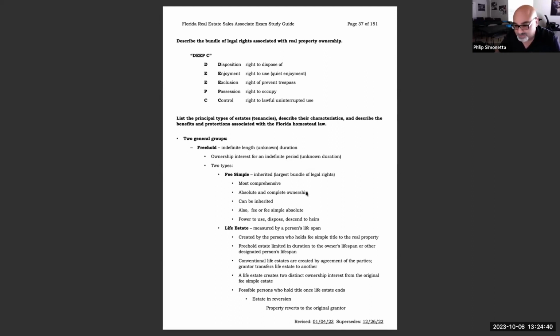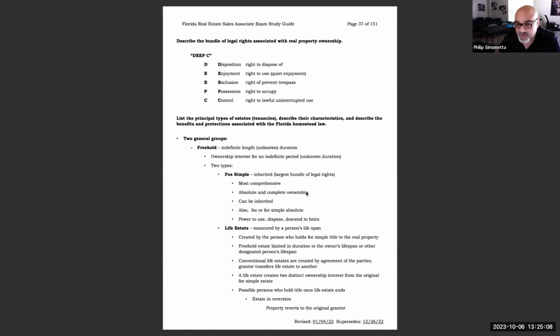You have fee simple. This one has the largest bundle of rights and it can be inherited and passed on. It's the most comprehensive ownership. There's absolute and complete ownership. As I said, it can be inherited from somebody and it can be passed on to your heirs. It's also known as fee or fee simple absolute, and you have the power to use it, dispose of it, and descend it to your heirs.